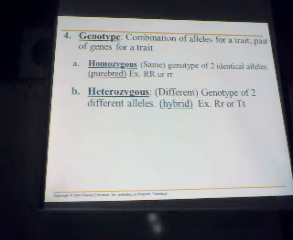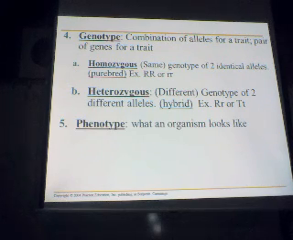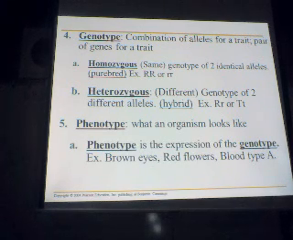If I ask for the phenotype of an organism, I want to know what does it look like. Okay, it's the physical appearance of the organism. The phenotype is the expression of the genotype. So, for example, brown eyes is our phenotype, or red flower, or that we have blood type A.